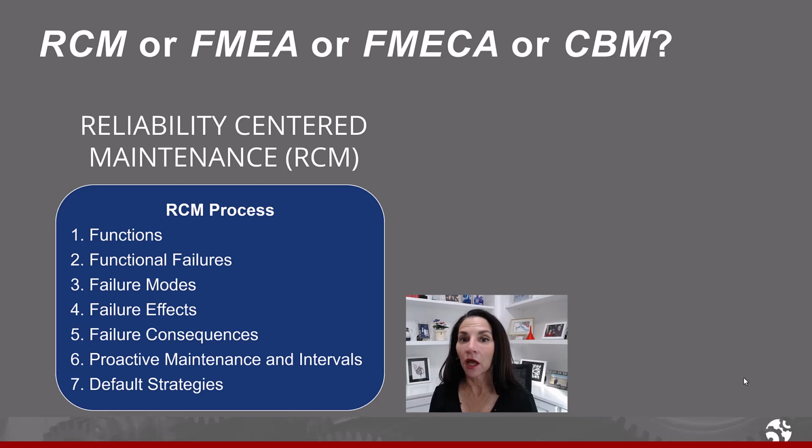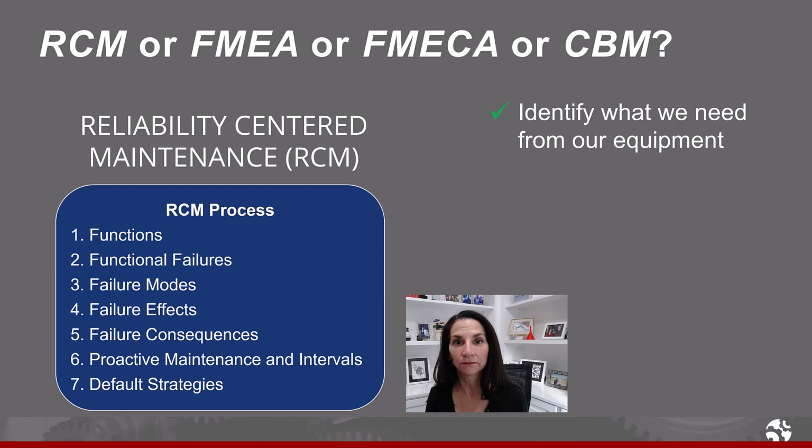In a nutshell, RCM is a process that we can do to identify proactive maintenance tasks, their associated intervals, and any other actions we might need to take to get the functions that we need from our equipment. See, in step 1 of the RCM process, we write functions, and when we do that, we specifically identify what we need from our equipment, not what it was designed to do, but what we need, and we get specific.